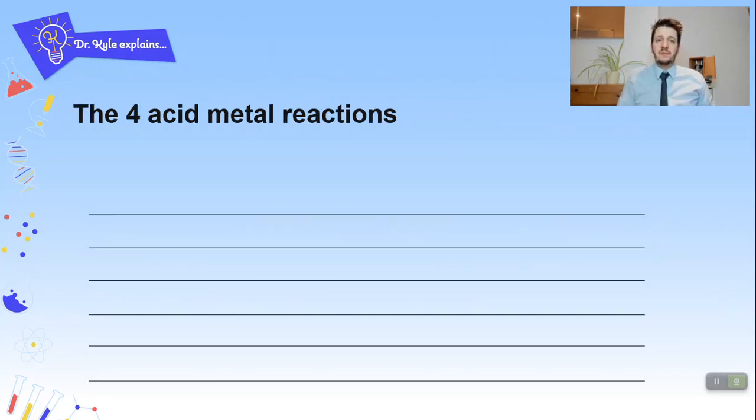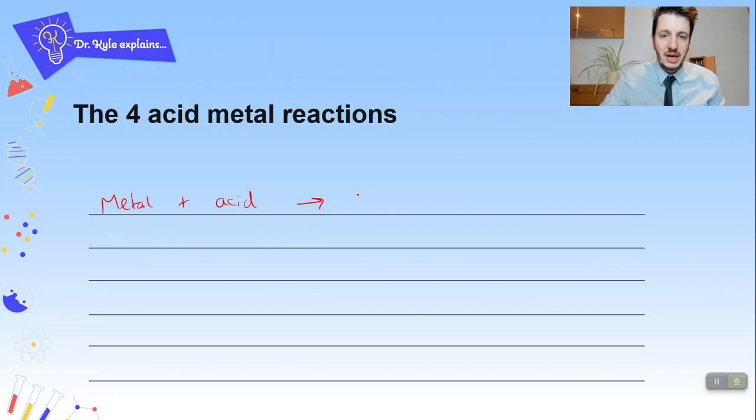Okay, so there are 4 acid-metal reactions that you need to know about. So the first one is a metal plus an acid, and that makes a salt plus hydrogen. So some people like to remember this by spelling out MASH like this.